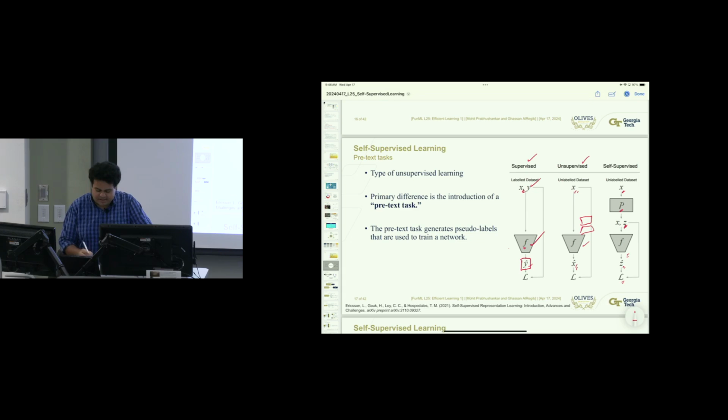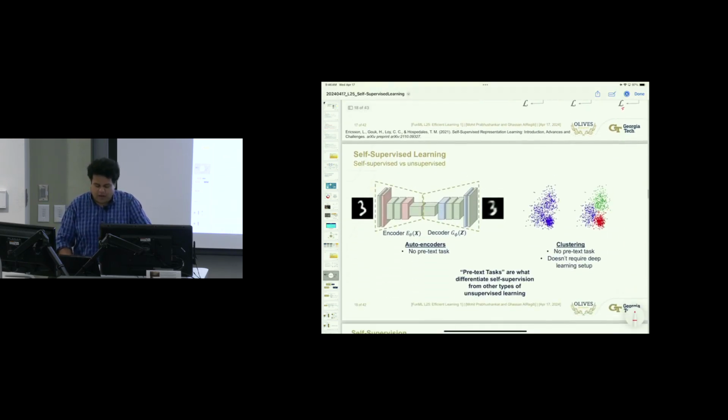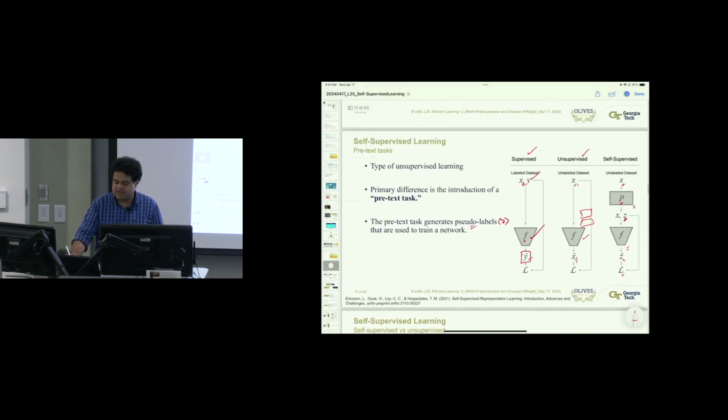So the P here is a pretext task, and this pretext task generates these pseudo labels, given by Z on the right-hand side, that are used to train a network. When I give examples, hopefully it'll be clearer what I mean here by Z and P. So how is this different from an unsupervised learning algorithm? The main difference is the existence of this pretext task. In an unsupervised learning algorithm, I have no in-between P over here to construct a Z or something like that. The existence of the pretext task is what makes your self-supervised learning algorithm different from unsupervised.